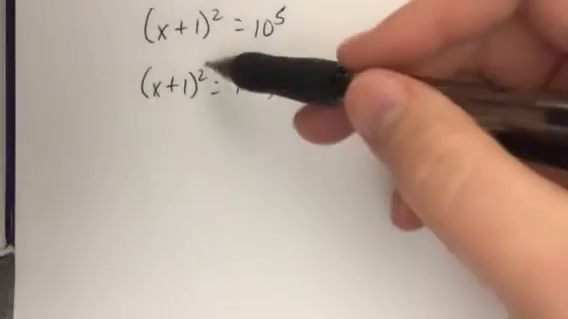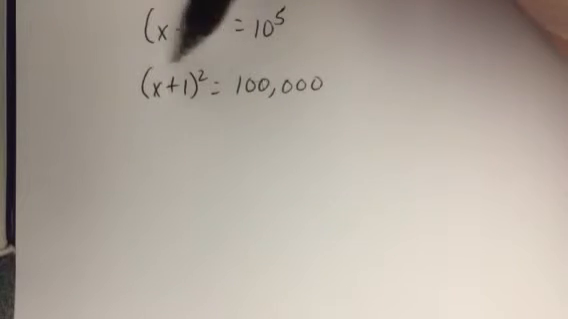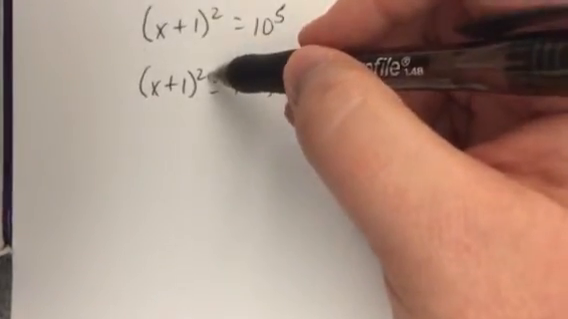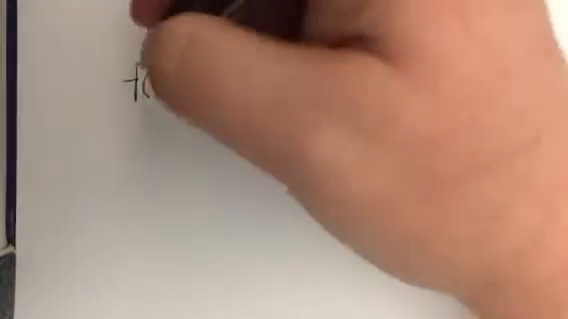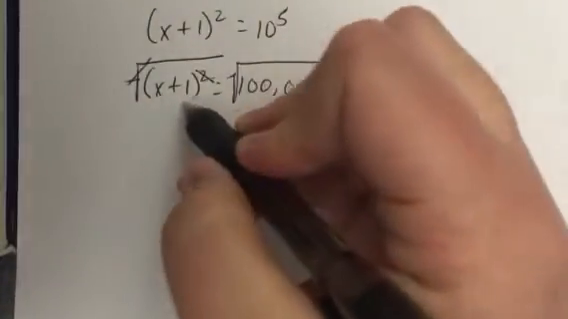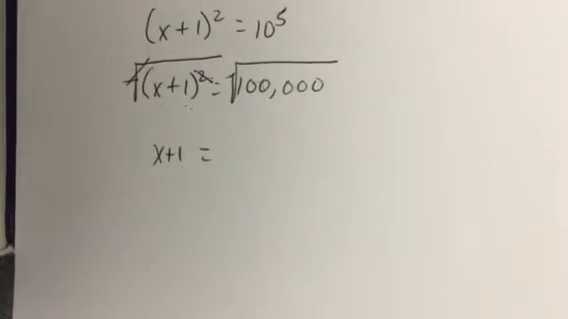Now that we do this, most of you are probably sitting there thinking, oh, I need to write this out and do my FOIL and expand it. That's good that you're thinking that, but that's not actually what we're going to do this time. Let's keep life simple. The opposite of squaring something is to take the square root, so that's what we're going to do first. We're going to take the square root of both sides. And what that does over here is it cancels out, because anytime you do the square root of something squared, it simply cancels and you're left with whatever the base is. So we have x plus 1 equals the square root of 100,000.